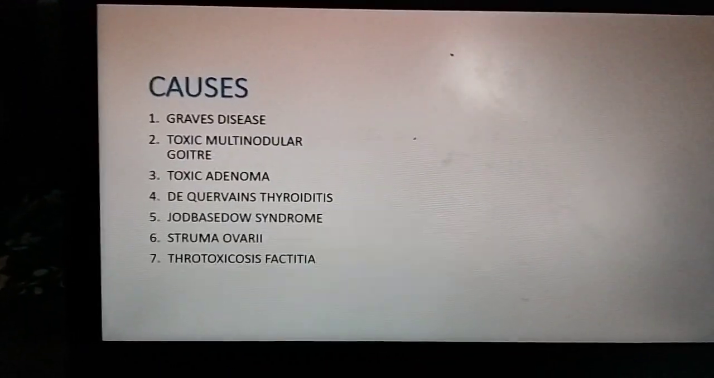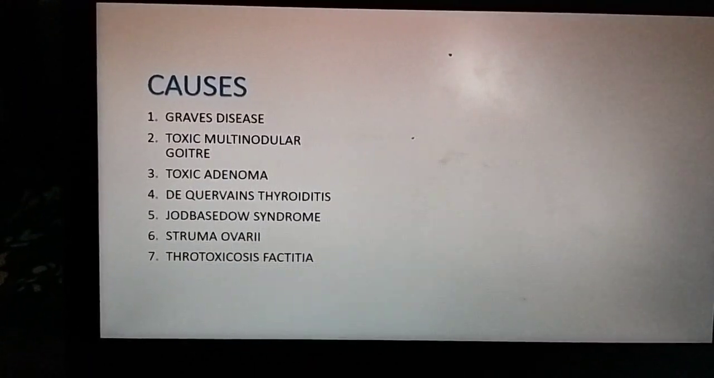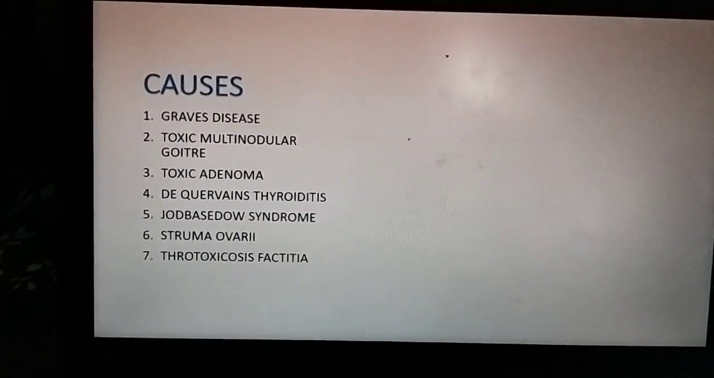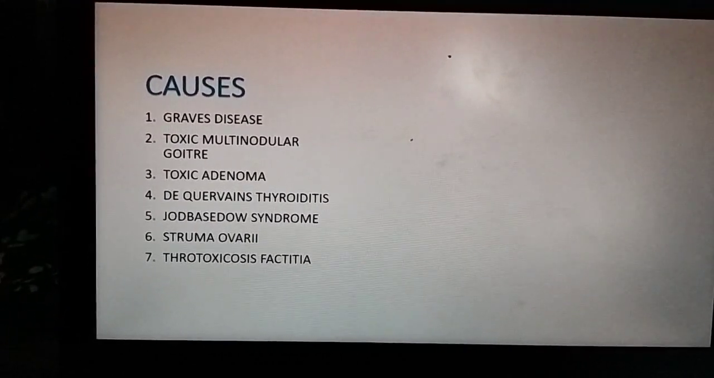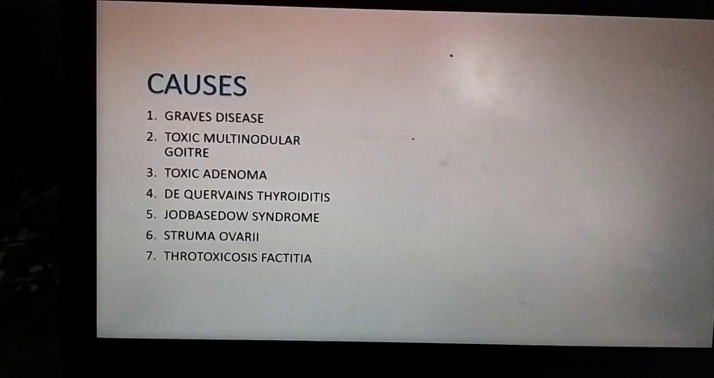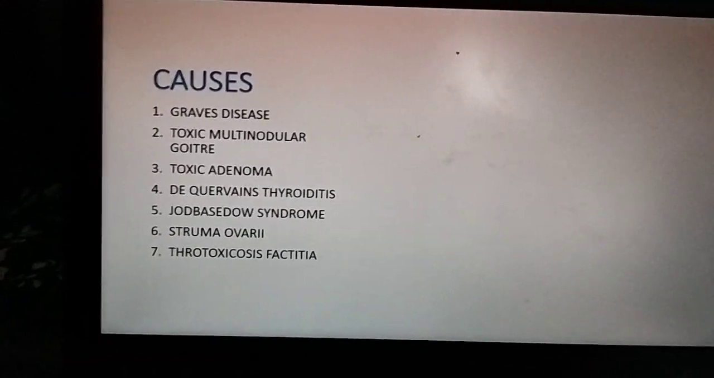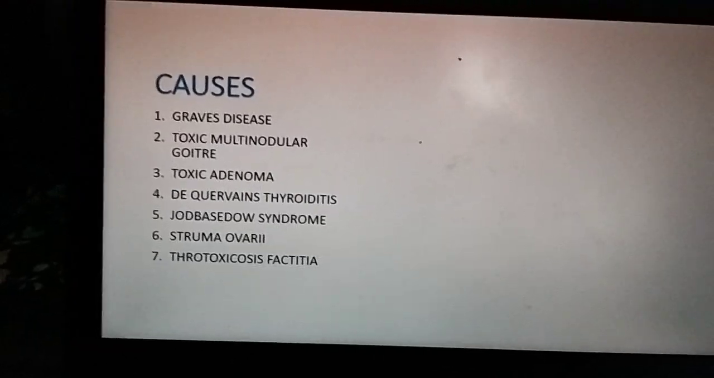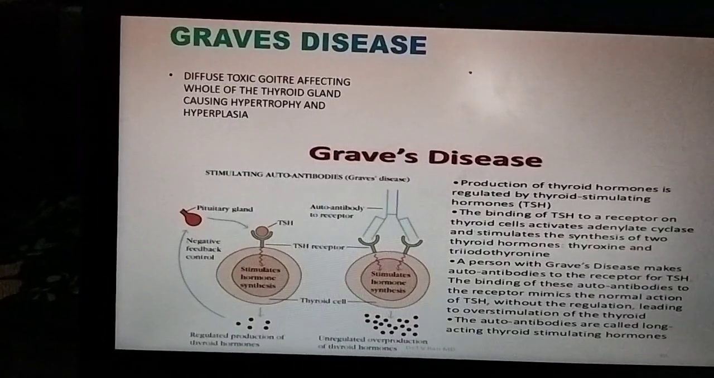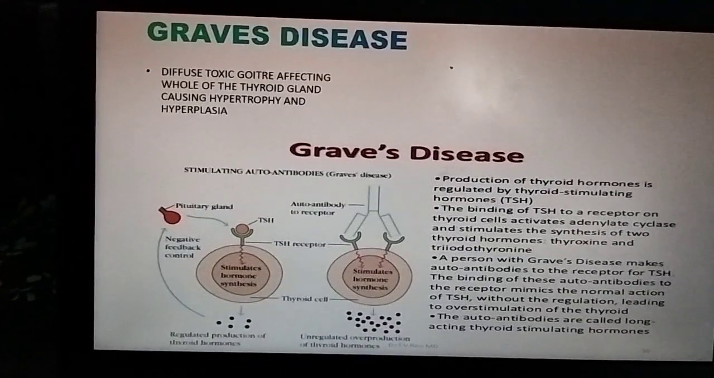And coming to the causes of toxic goiter, they are Graves' disease, toxic multinodular goiter, toxic adenoma, De Quervain thyroiditis, struma ovarii, thyrotoxicosis factitia, and Jod-Basedow syndrome. And we can discuss each of these diseases.